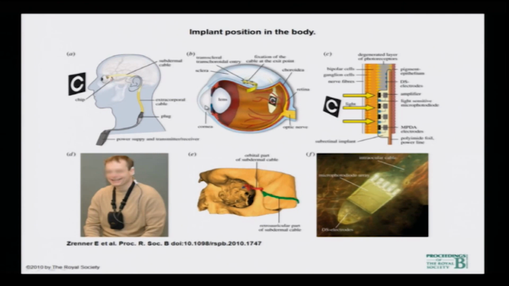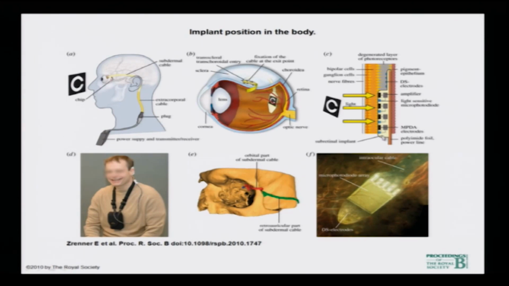Either you put something in the front of the eye, a camera, or you could have an implant here where you see this C. Okay. So, here is the retina, here is the choroidea and the fixation of the cable at the exit point. Then you have the transscleral transchoroidal entry and the sclera. You can do it on the sclera. So, this is how it will work.